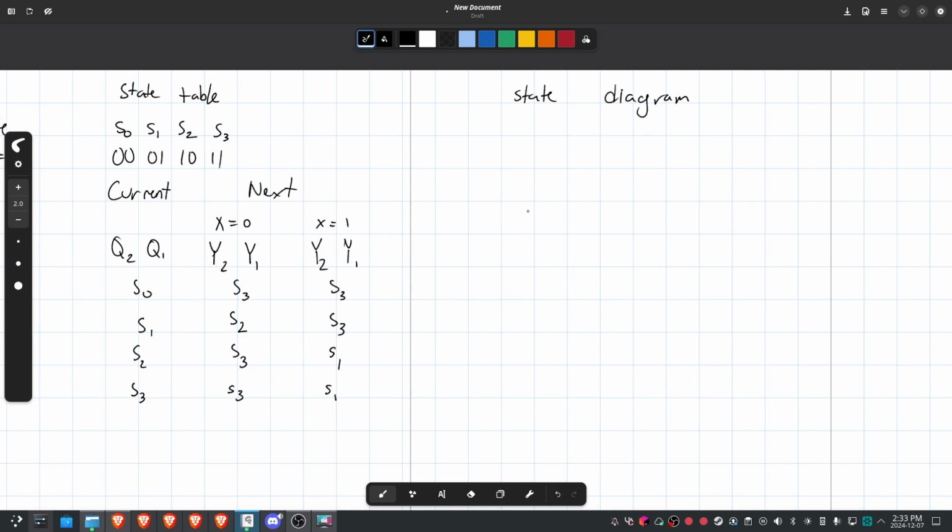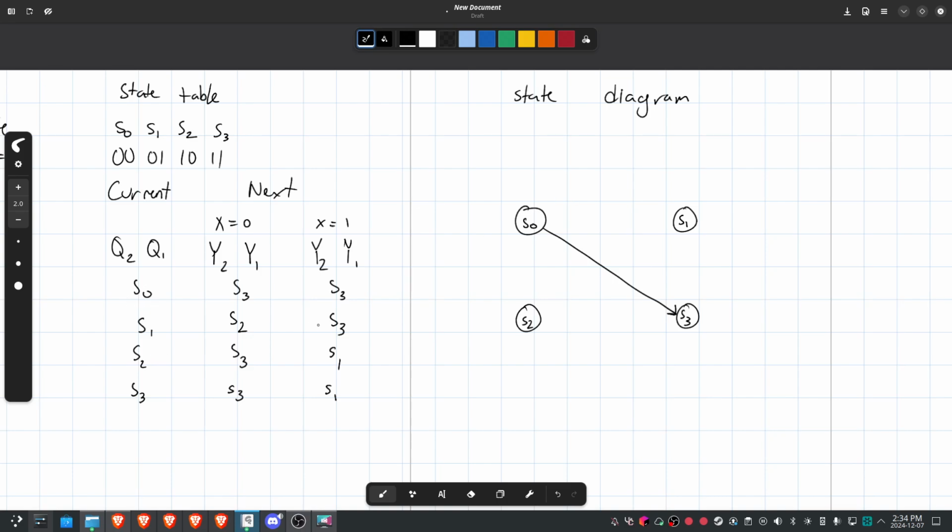For this, let's draw each state as a bubble, so to speak. And now we simply draw the arrows of where we're going. So in this case, let's start with S0. S0 is going to turn to S3. So we could just draw a straight line. The inputs do not matter. It's just going to go to S3 the next time.